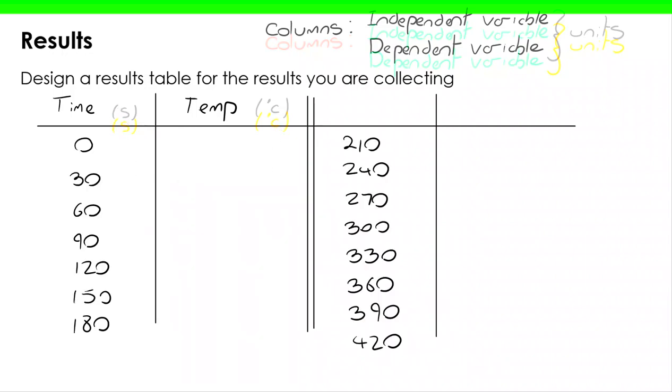And then you simply put the data in. Now time, it says every 30 seconds, so do that in seconds. 0, 30, 60, 90. At 120, remember, you're adding the reagents, so you wouldn't take a temperature there. And that would actually go all the way through to 600.